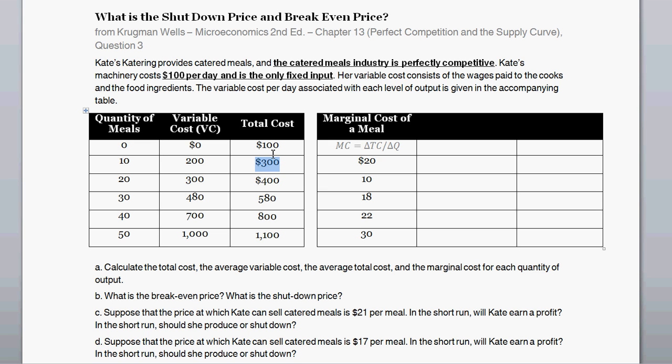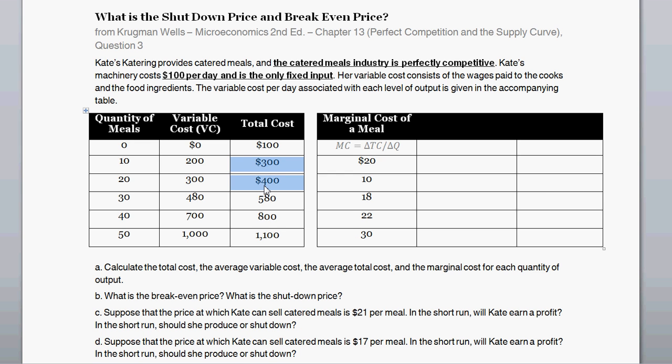So that's 300 minus 100 is 200, divided by the change in quantity. So it goes from 0 to 10, so the change in quantity is 10. So it's 200 change in total cost divided by 10 change in quantity equals our 200. The next level here, the marginal cost is the change in total cost.